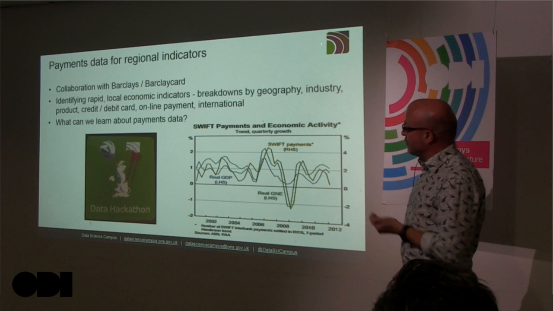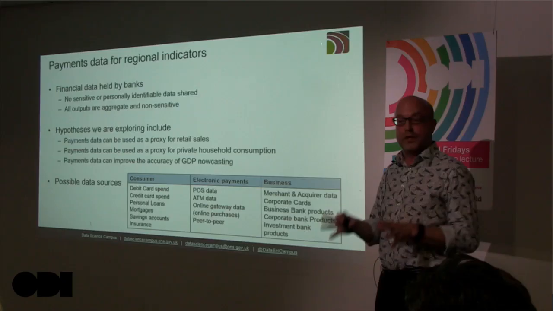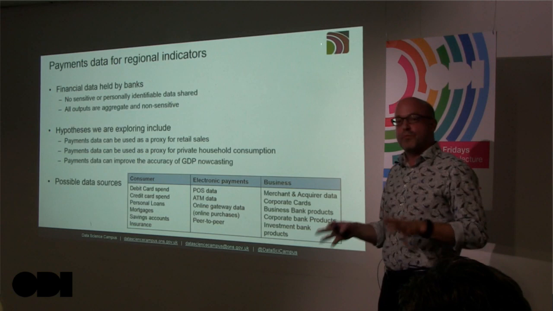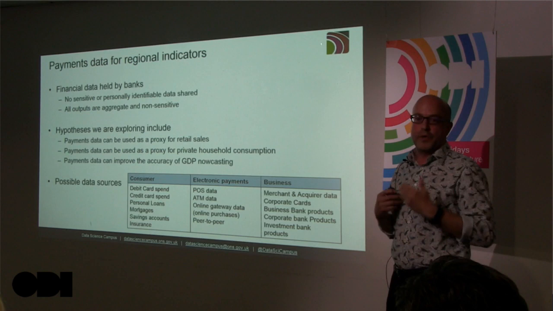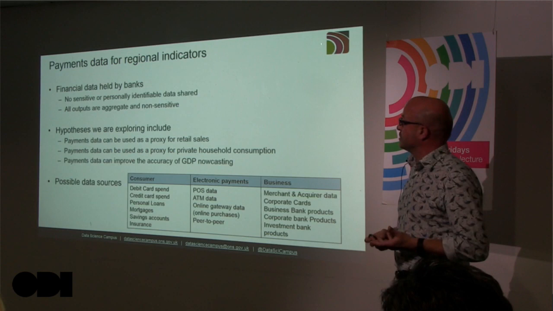Can you use payments data as a proxy for retail sales, which is a big component of GDP measures and economic indicators, or private household consumption, similarly a big component? Or indeed, could we use this to improve the accuracy of our current estimates of GDP? Now that's a big question, and I'll come to that in a moment, but you've got a huge opportunity here. We've been collaborating with Barclays, and two of the ONS economists are being seconded in to run analysis on aggregate level data. They'll never see anybody's individual data, and data's not going to be shared outside.